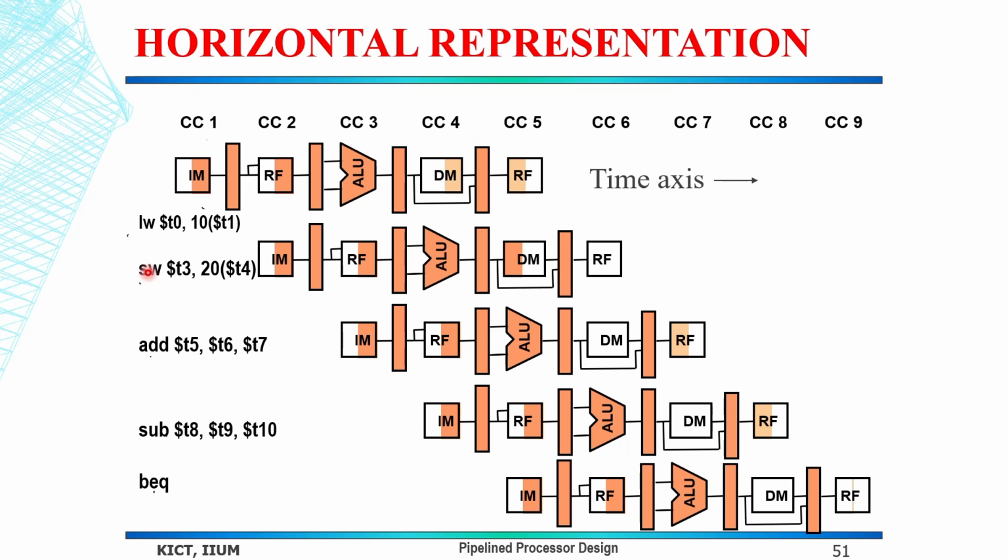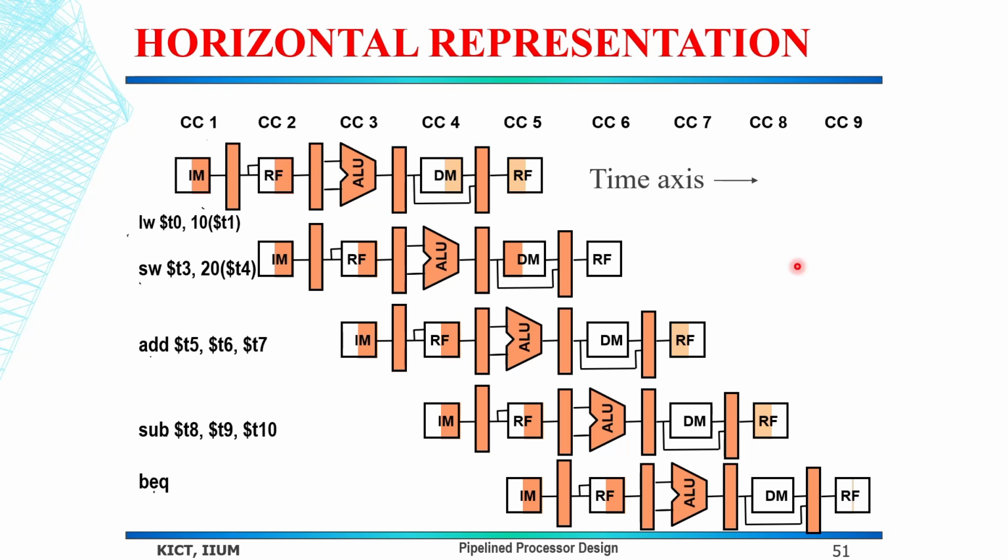Okay, so on this vertical axis, which is on the left side, we can see that there are different instructions like load word, store word. This is R type addition, this is R type subtraction, and this is a branch instruction. Okay, so on the horizontal axis we have clock cycle 1 through clock cycle 9. The colored blocks show which functional unit each instruction is using in each clock cycle, which we earlier discussed in our last lecture.